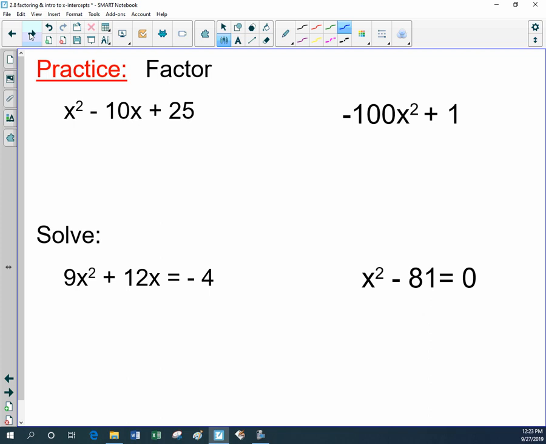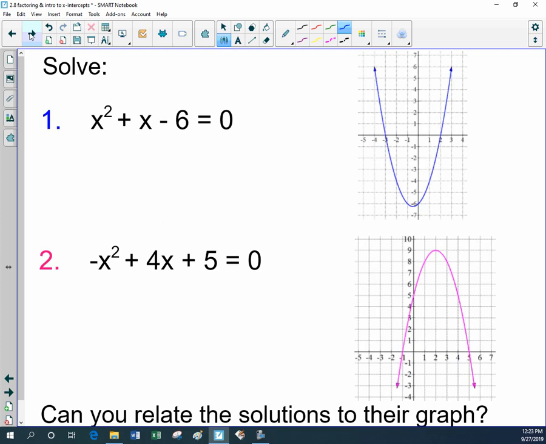Here's a little more practice. This is just 2 more problems of factoring, 2 more problems of solving. Let's skip these and we'll get to the main idea for today.